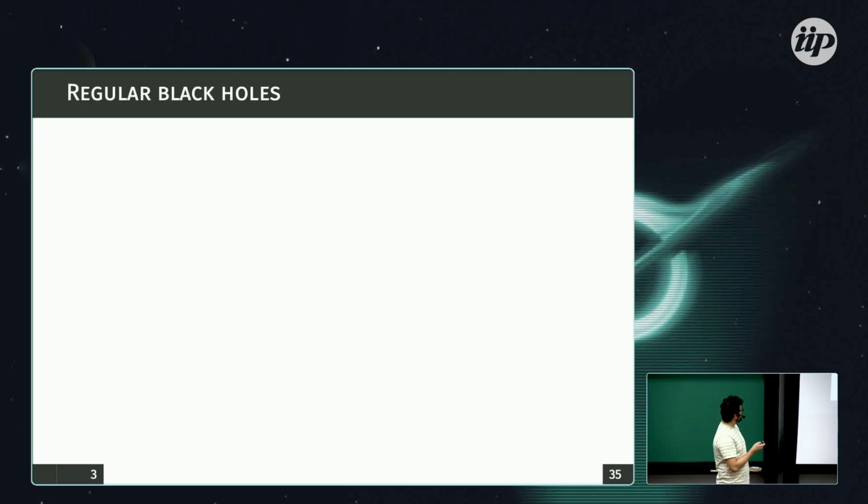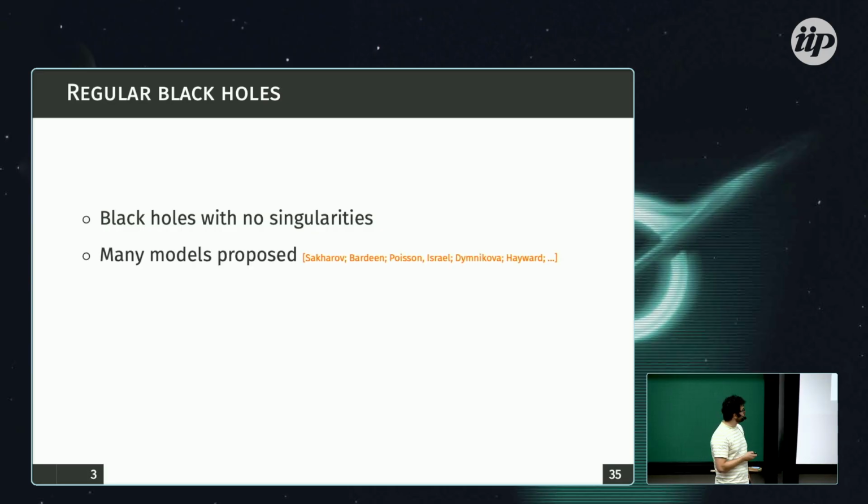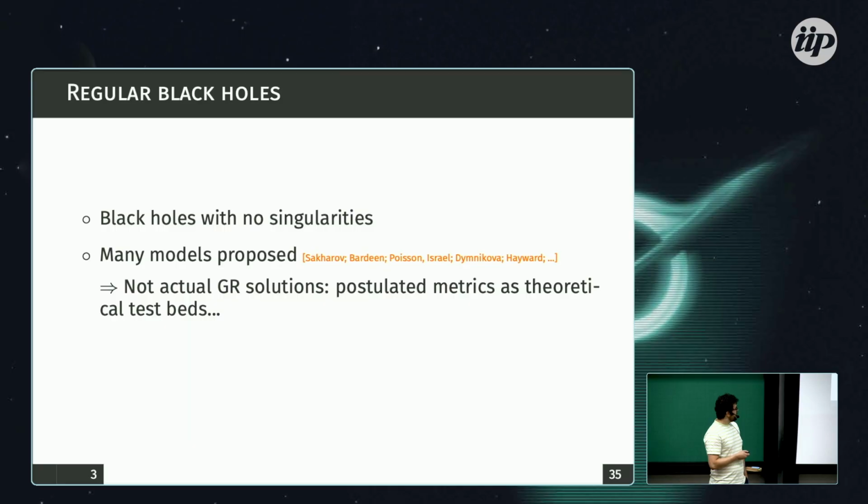Okay, so what are regular black holes? Regular black holes are black holes with no singularities, okay? So all the curvature invariants remain finite. And this is actually a very, very old field. It started, I guess, in the 60s of last century with Sakharov, Bardeen, and others, in which people proposed models in which they literally took a metric and deformed it in a way such that the singularities disappear, okay? In particular, these are not actual general relativity solutions, because in general relativity, black holes have singularities, as I said. So what people originally did was to postulate them as theoretical testbeds and see what happens. I mean, what would change if instead of having a singular black hole, you had a regular black hole? What would be the differences in whatever physical quantities you may be interested in?